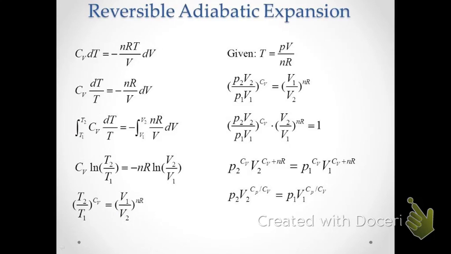What that means then is that the pressure-volume product, where the volume is raised to the CP over CV value, is in fact the same at the end of the expansion as it was at the beginning of the expansion. So this would be after the expansion, P2V2, and P1V1 would be the initial product before the expansion. So we'll note that equivalency here.